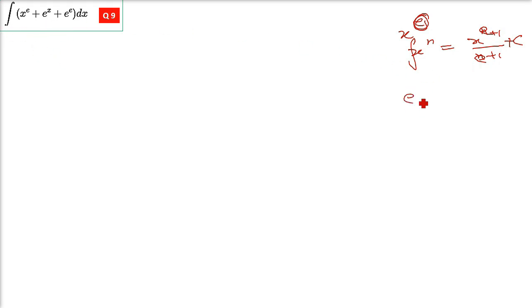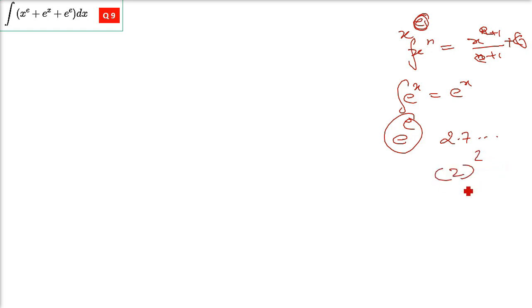How about e to the power x? For e to the power x, integration and differentiation are the same. E raised x will be e raised x only. Okay, the third one is e raised e. See, e is a constant. Constant to the power constant is constant only. You know that the e value is 2.7. For example, 2 raised 2 is 4, 2 is a constant, and 4 is a constant only. Same logic will apply here.